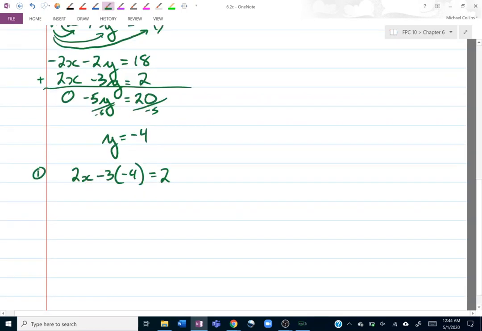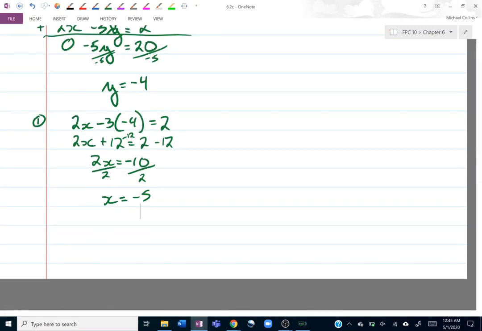I'm going to simplify first. 2x, and negative 3 times negative 4 is a positive 12. That's equal to 2. I'm going to subtract 12 from both sides. My 2x is equal to negative 10. Divide both sides by 2 gives me that x is equal to negative 5. So my final solution is negative 5, comma, negative 4.